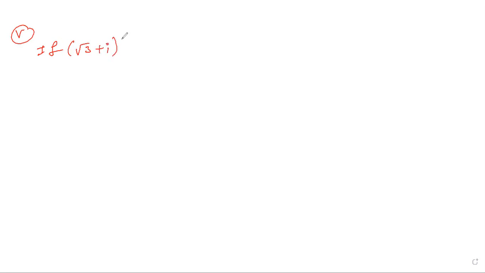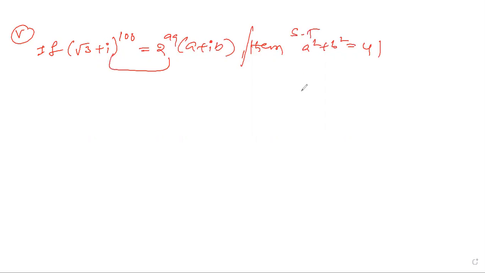If (root 3 plus i) whole power 100 is equal to 2 power 99 into (a plus ib), then you need to show that a square plus b square equals 4. This is what you need to show. Okay, this is the condition they mentioned. Clear? Okay, now let us start our discussion here.